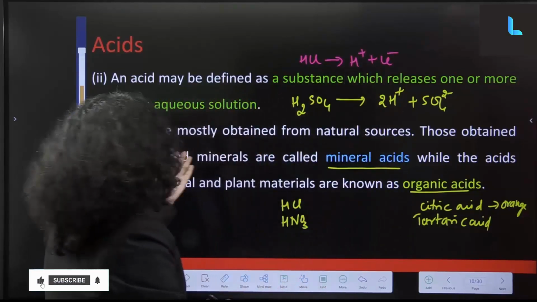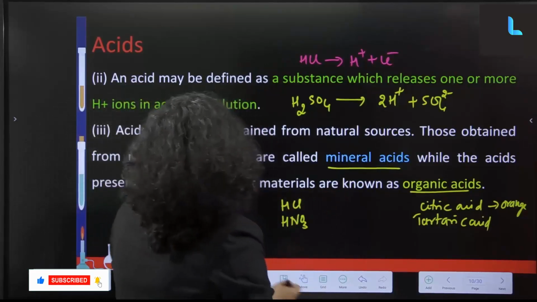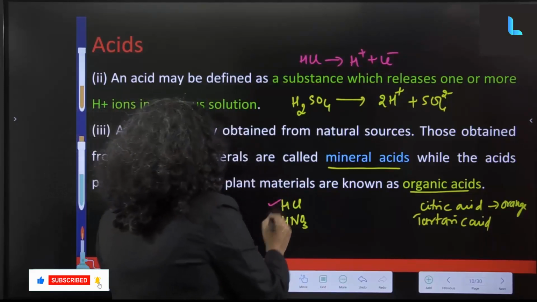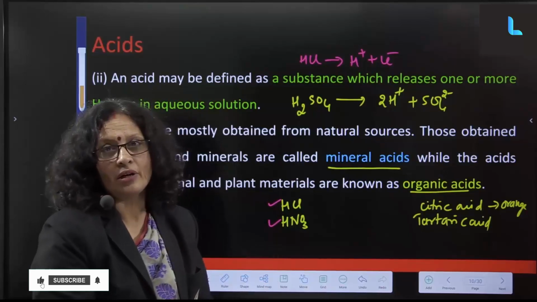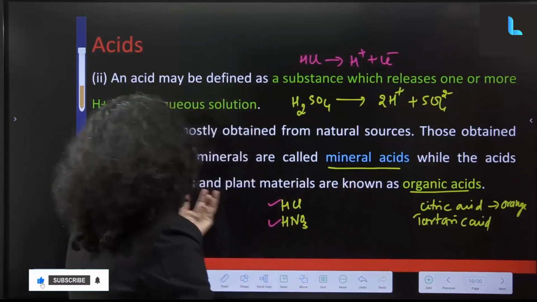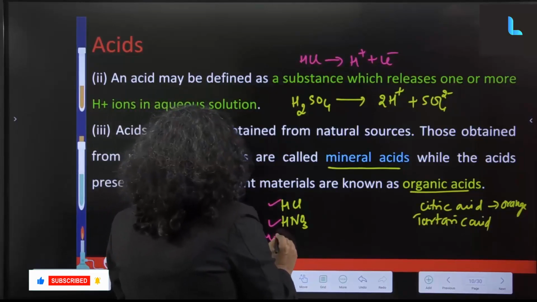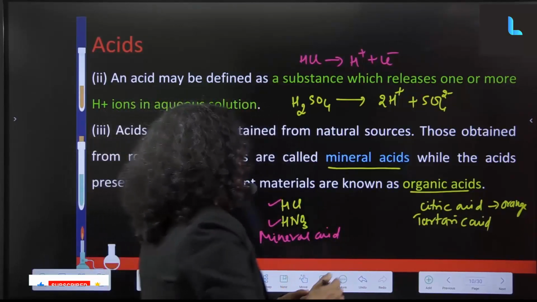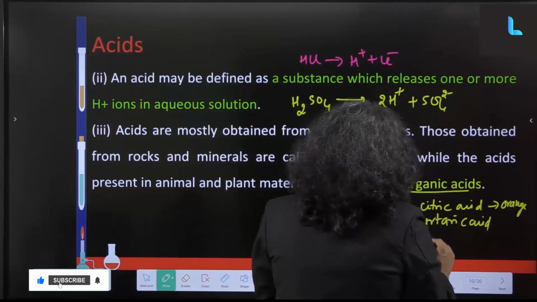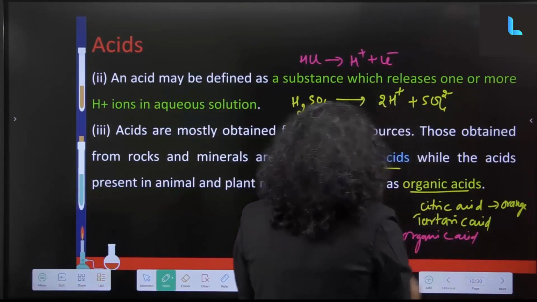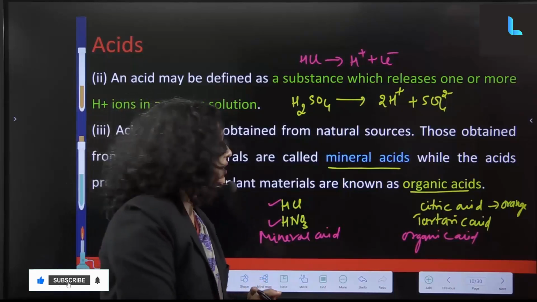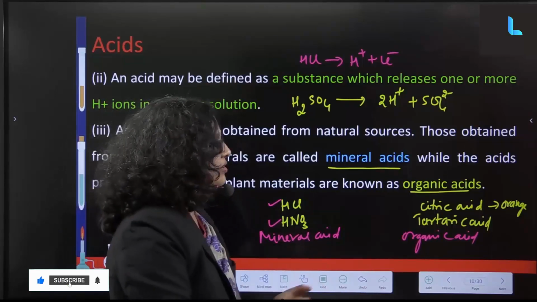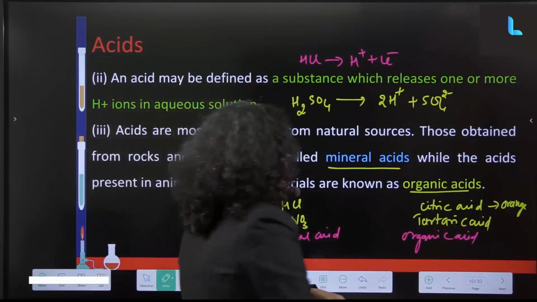Okay. Then acids are mostly obtained from natural sources. Those obtained from rocks and minerals are called mineral acids, like hydrochloric acid and nitric acid. While the acids present in plants and animals are called organic acids. What is the difference between mineral acid and organic acid? It is how it is obtained. If it is obtained from rocks, it is called mineral acid. If it is obtained from plants or animals, that is called organic acid. Like for example, citric acid from oranges, tartaric acid from tamarind, like this.